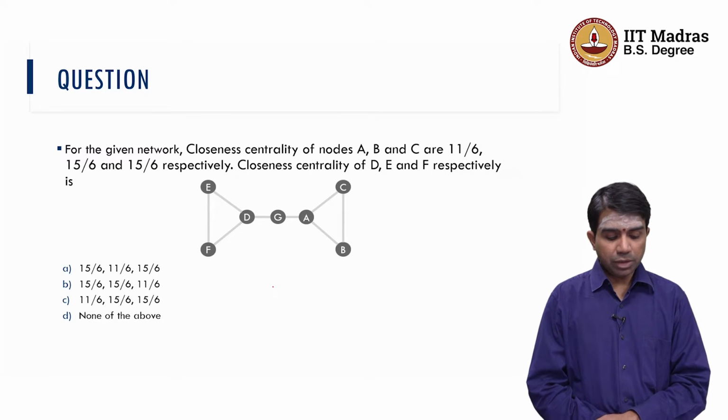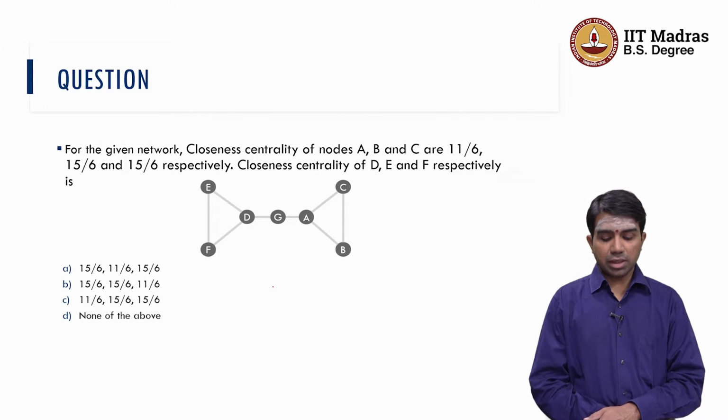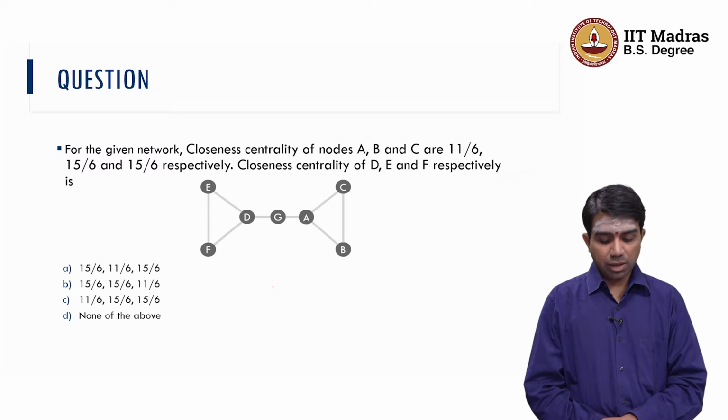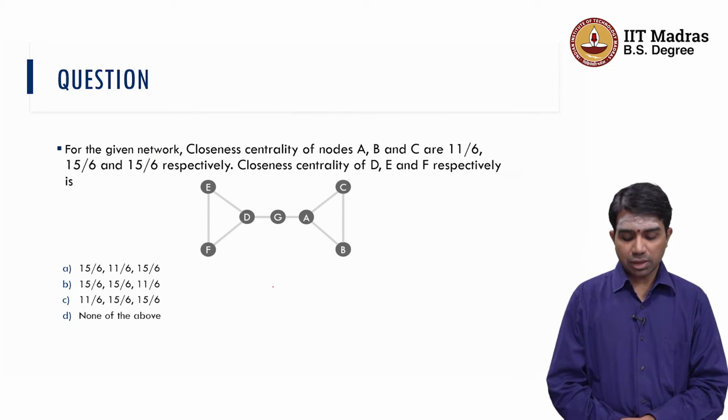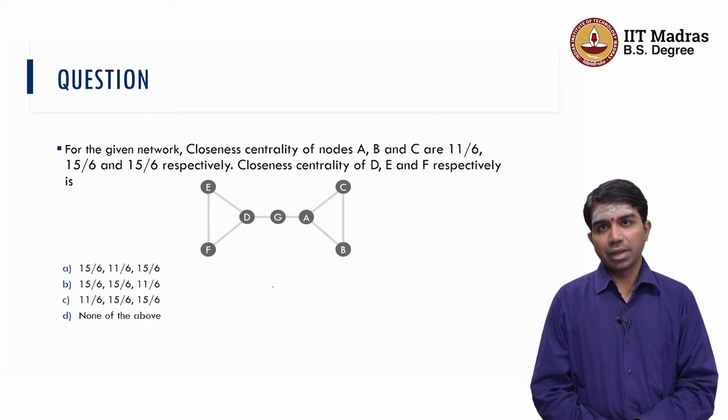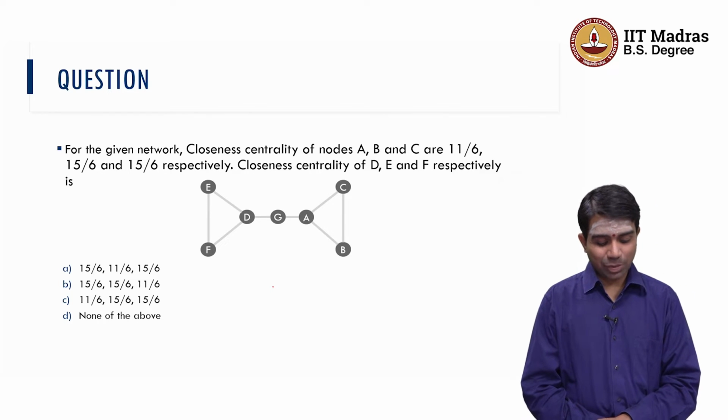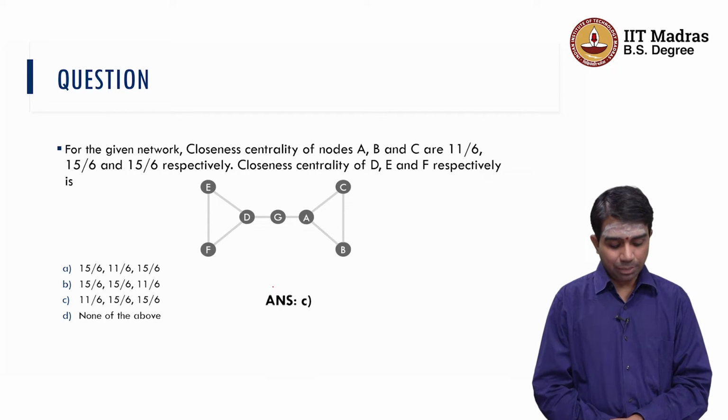For the given network, the closeness centralities of nodes A, B, C are 11 by 6, 15 by 6 and 15 by 6 respectively. What are the closeness centralities of D, E and F? Since this is a symmetric node, the answer is quite obvious. It is going to be the same.